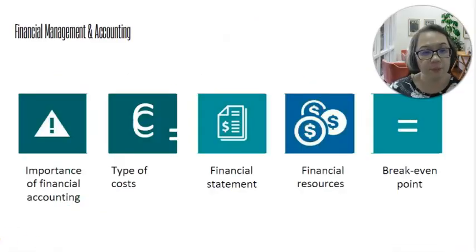There are 5 subtopics in this unit. First is the importance of financial accounting. Second, the type of cost. Third, financial statement. Next, financial resources. And lastly, break-even point. So we are going to look at all these 5 topics.